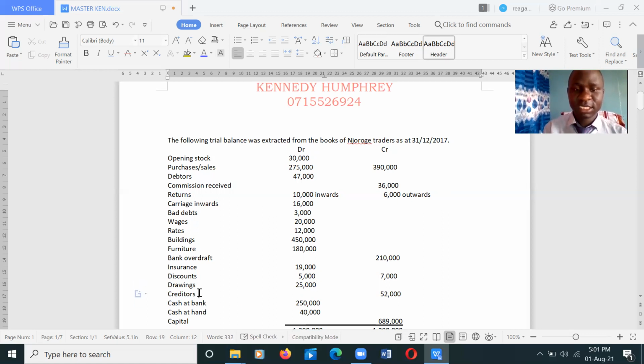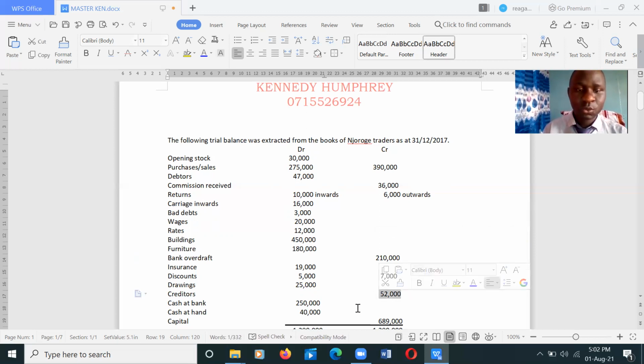We have creditors. First, creditors here we have 52,000. So creditors is a current liability. So when you look at this trial balance, we have 2 current liabilities. One, we have this bank overdraft, which is 210,000, and then we have creditors, which is 52,000.